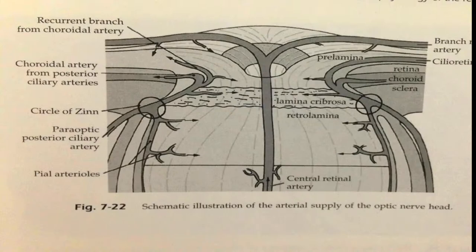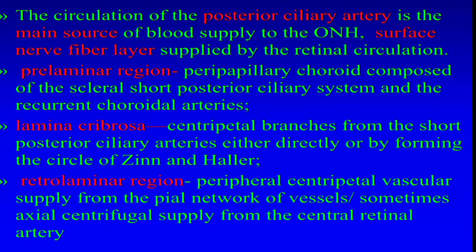And this is the vascular supply. Basically, this is the lamina cribrosa, pre-laminar, post-laminar, retrolaminar region. And the primary supply is essentially from posterior ciliary arteries. You can read this up. I don't think anybody is going to ask, but you should have a basic idea of where it is coming from. Posterior ciliary artery and its branches are the main supply.